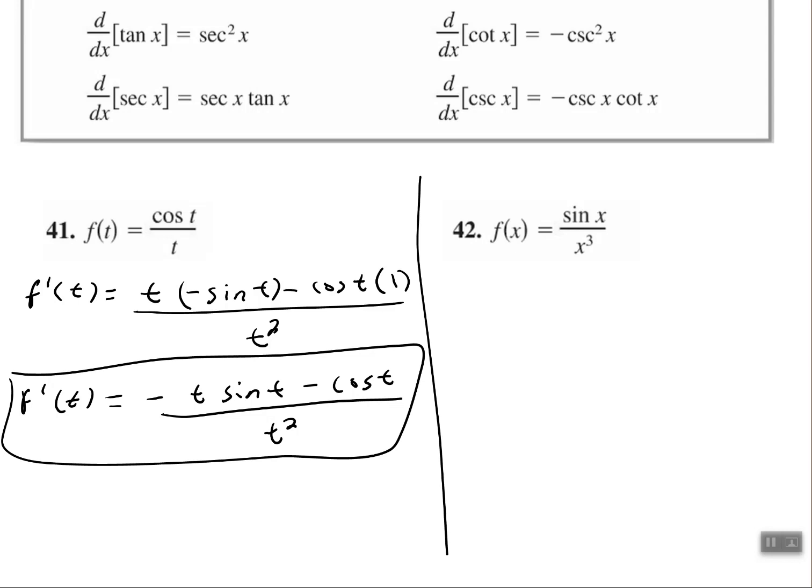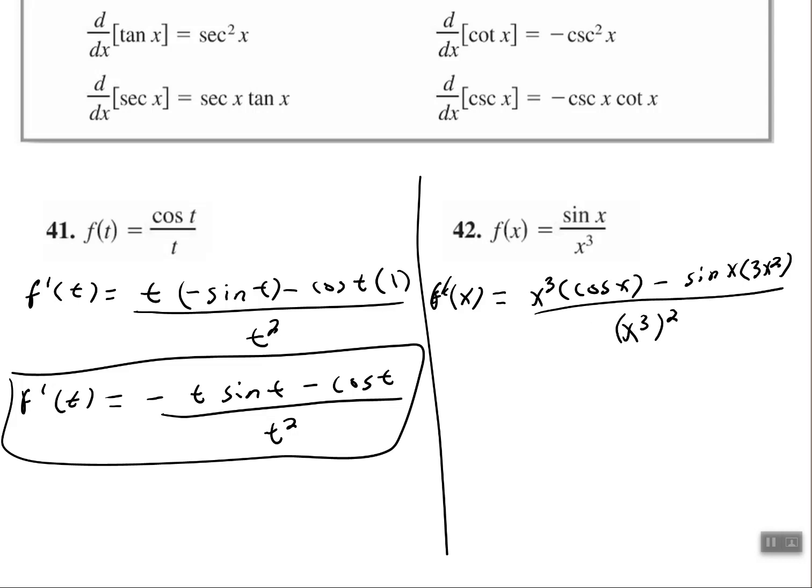Alrighty. f of x equals sine of x over x to the third. So again, you may want to pause the video and try this one yourself using the quotient rule. All right, let's look at it. So we have x to the third times the derivative of our numerator. So derivative of sine is cosine of x, minus sine of x times the derivative of our denominator, which is 3x squared, all over our denominator squared. So low d high minus high d low all over low squared.